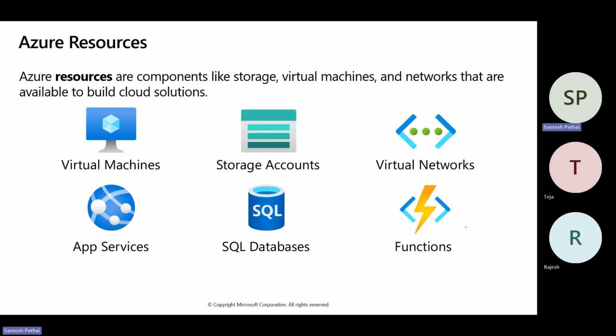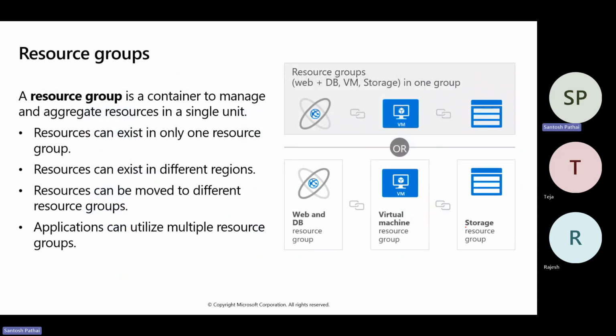Now resources can't be deployed directly. They need a container to hold that resource, right? Those are known as resource groups. So a resource group is basically a container to manage and aggregate your resources in a single bunch or a single unit. Resources can exist in only one resource group at a time. They can't be part of multiple resource groups. Resources can exist in different regions.